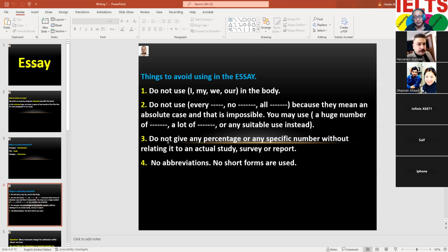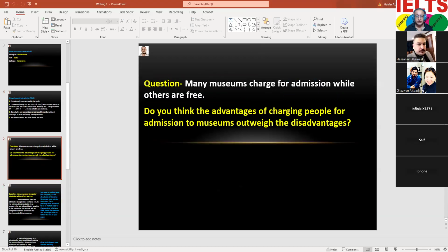Okay, let's come to how to write the essay in content. Imagine that you have this statement followed by this question. The statement says, many museums charge for admission while others are free. The question says, do you think the advantages of charging people for admission to museums outweigh the disadvantages?